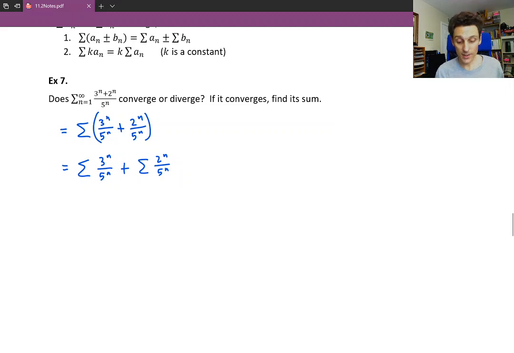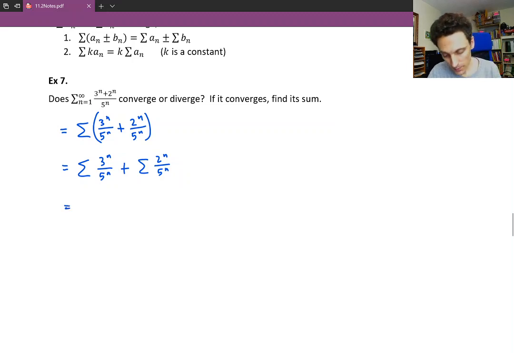Now we can only do this if the individual series converge. So if we find that one of them diverges or both of them diverge, well then we don't really know what's going to happen with the original series that we started from. It could converge, it could diverge, we're not exactly sure what's going to happen with that. But if both of these series individually converge, then we know that the original series has to converge as well.